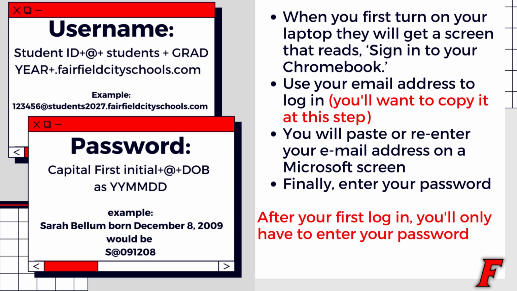You will start by typing in your email address, which is your 6-digit student ID number, at students plus the graduation year.fairfieldcityschools.com. You will be using this login on the next screen, so you might want to go ahead and copy and paste your email address. You'll be taken to a screen for Microsoft, and you will type in that same email address or paste it here.